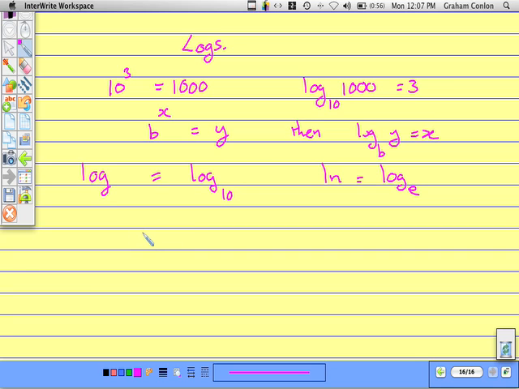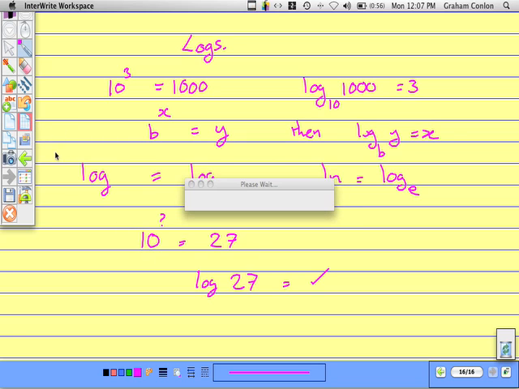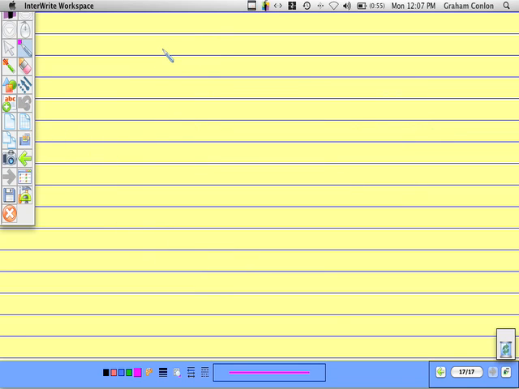The first one is this: if I said to you 10 to the power of what equals 27, then what we would do is take log 27, and that will give us our answer. It's as simple as that. That's how you do it. The next thing to remember is that logs are a mathematical operation. They're like sine, cos, tan, all those funny buttons on your calculator.